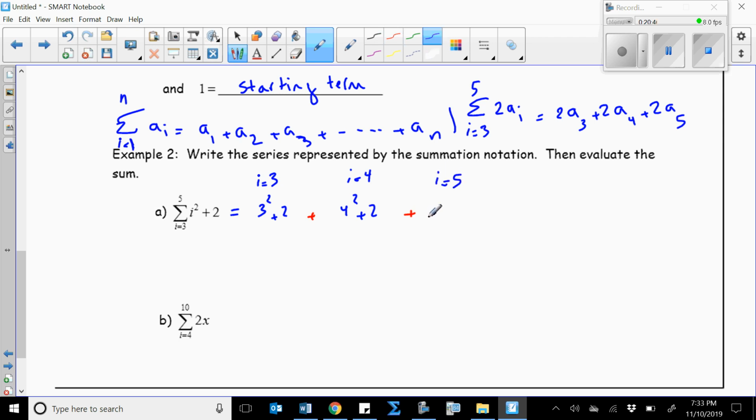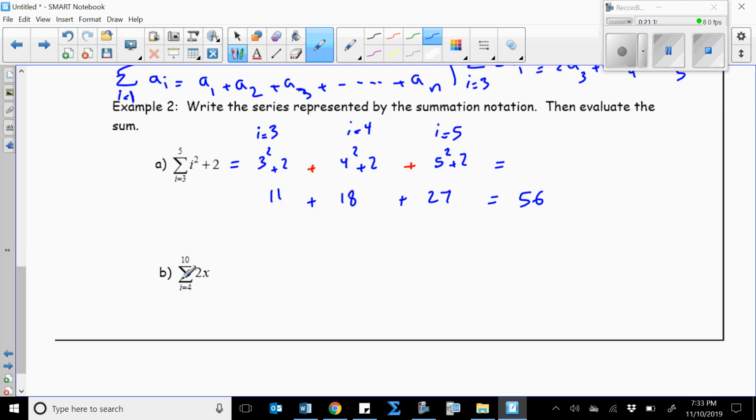Then i is equal to 5. The next term will be 5 squared plus 2. And I'm going to stop here because the last term is when i is equal to 5. So it will be equal to 3 squared, 9 plus 2 is 11, plus 16 plus 2, 18, plus 25 plus 2, 27, and it's equal to 56. So that's the final value of this summation.